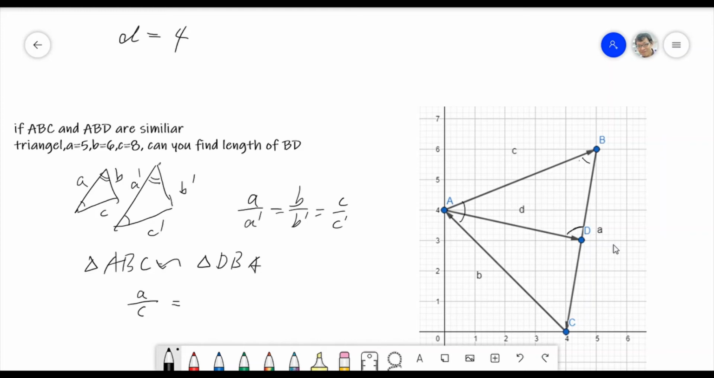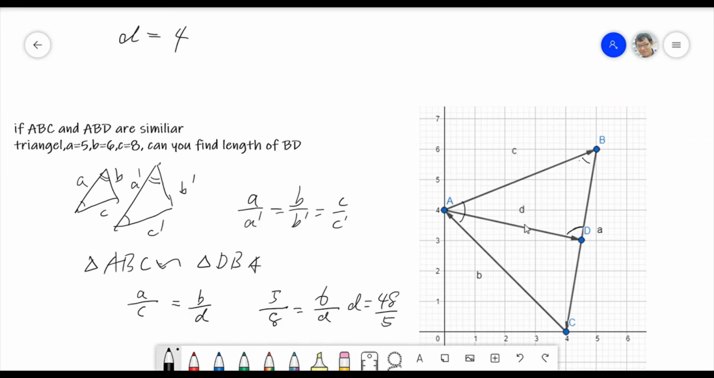So D is corresponding to what? To angle B, and here this corresponds to B, right? So it equals B over D. So let's see, A is 5, C is 8, and B is 6, and D. So D equals what? D equals 48 divided by 5, right? So you have D already.